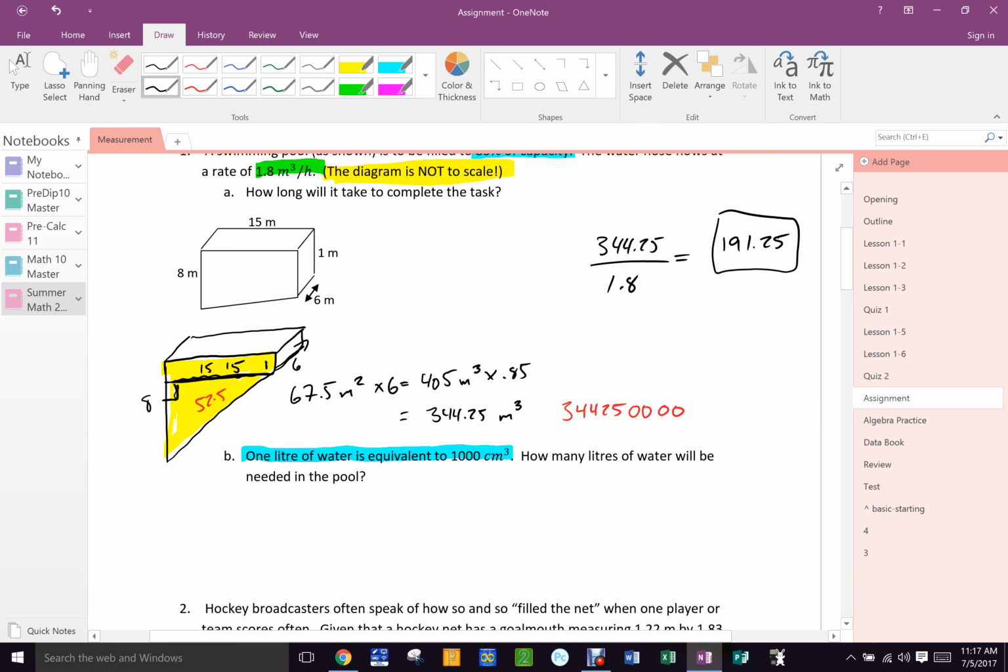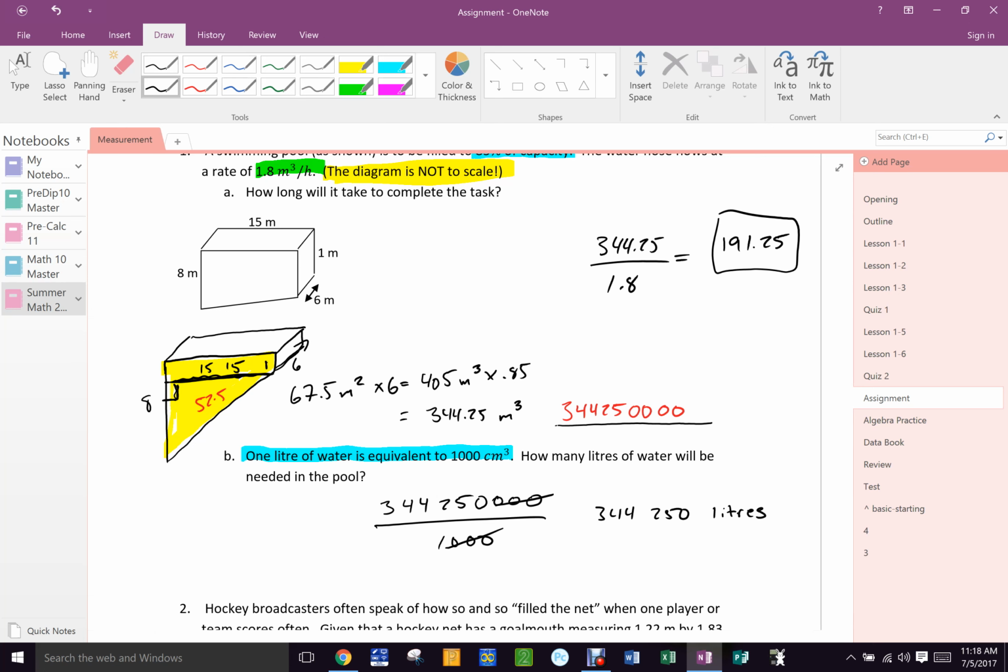So here we are. We know it's that. That's how many centimeters we have, right? 1 liter will do 1,000 of them, correct? So I'm going to divide that by what? By 1,000, which means what do I get to do with 3 of those zeros? So it's 344,250 liters of water. So 344,000 of these, not 34.